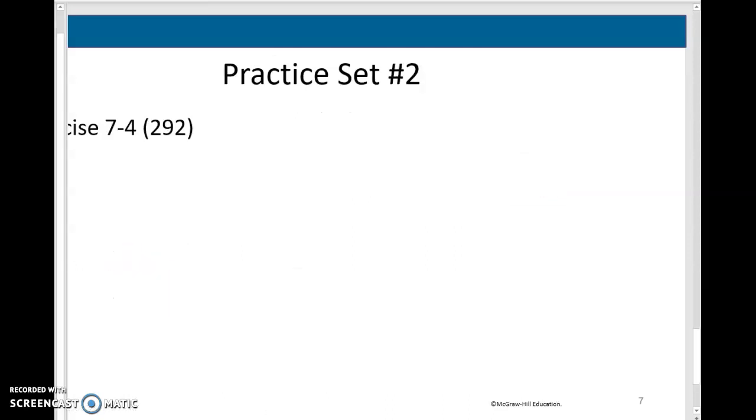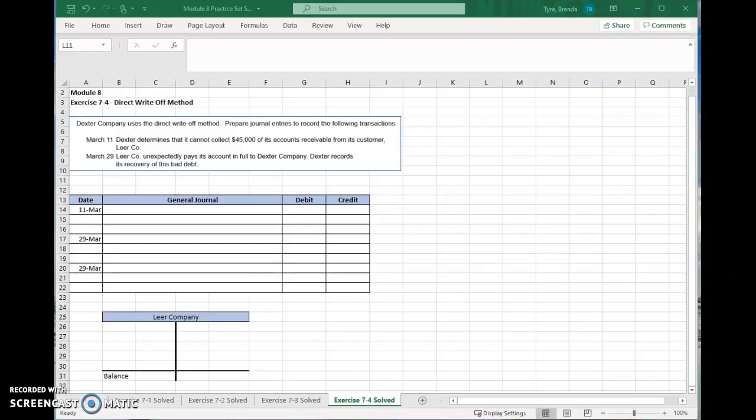All right, let's go to our practice set and we're going to work on exercise 7-4. Let's do a transaction using the direct write-off method. We have Dexter determines that it can't collect $45,000 of its accounts receivable from its customer Lear Company. So on March 1st, let's just put this in. Here's our subsidiary ledger for Lear Company, and we know that they currently have a balance of $45,000.